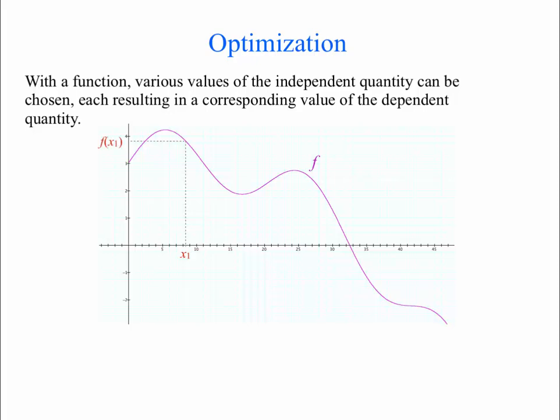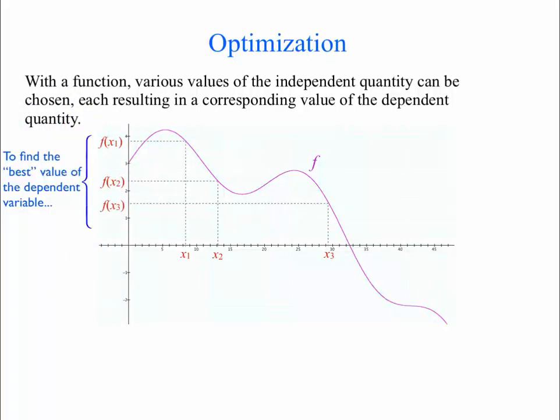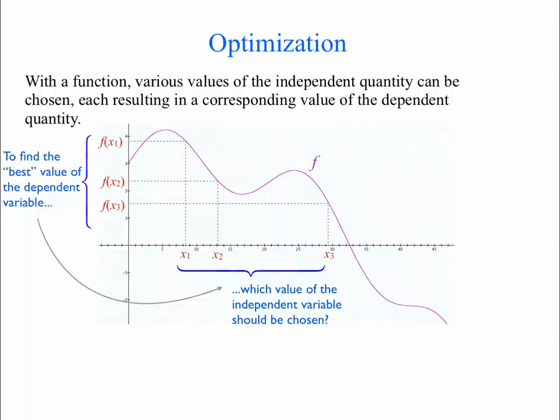So let's just review it again. We want the best value of the dependent variable. And we want to know which value of the independent variable should be chosen to get the best. But now, we actually want to ask, what is the list of all possible independent values that might give the best dependent value? We don't want to check every one. It'll take forever, right? We want to narrow down our list.